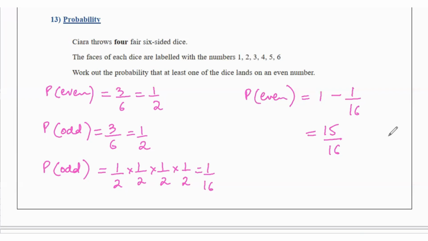So to save time, you can easily find the probability of getting an odd number on all 4 throws. And when you subtract that from 1, that gives the probability of getting an even number at least once.